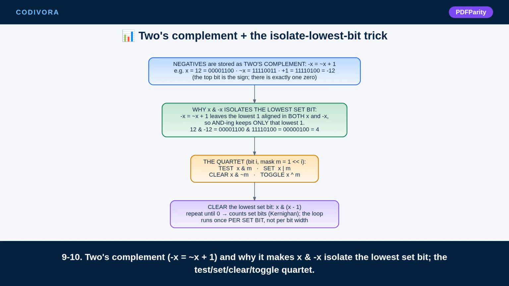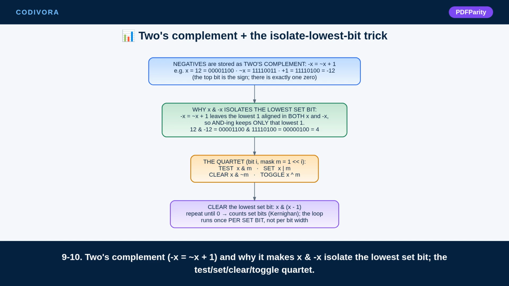Now the elegant part, why x and minus x isolates the lowest set bit. Adding 1 to the flipped bits leaves the lowest 1 bit exactly aligned in both x and minus x. So AND them keeps only that single lowest bit. 12 and minus 12 gives 4. And the everyday quartet, with the mask 1 shifted left by i: test with AND, set with OR, clear with AND NOT, toggle with XOR.